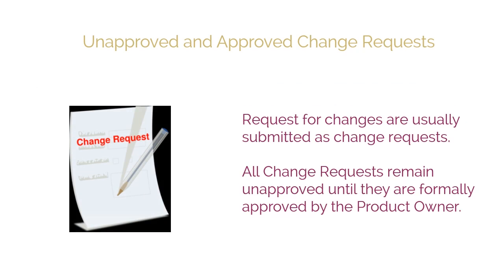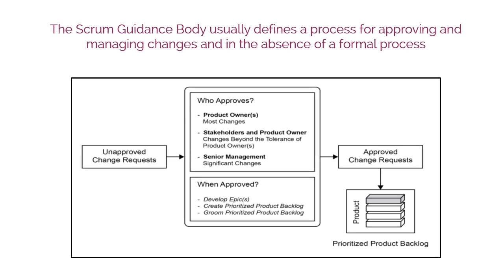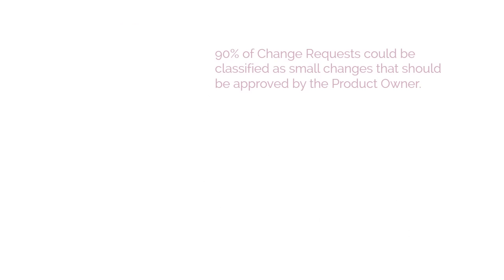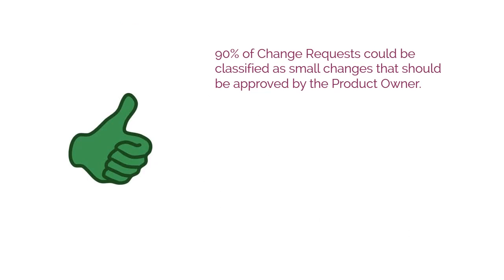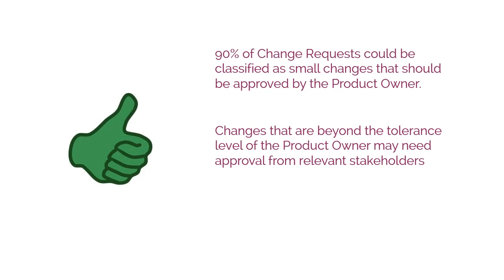Requests for changes are usually submitted as change requests. All change requests remain unapproved until they are formally approved by the product owner. The Scrum Guidance Body usually defines a process for approving and managing changes, and in the absence of a formal process, in most projects, 90% of change requests could be classified as small changes that should be approved by the product owner.